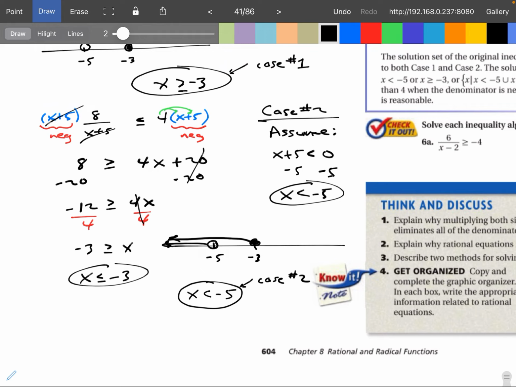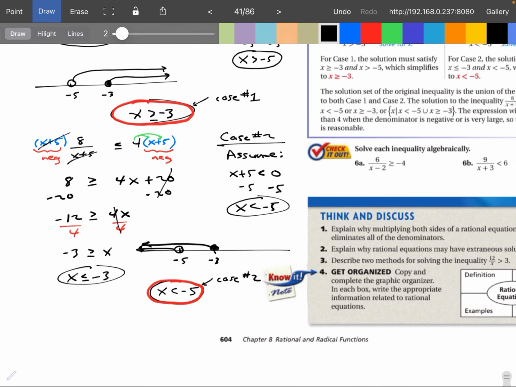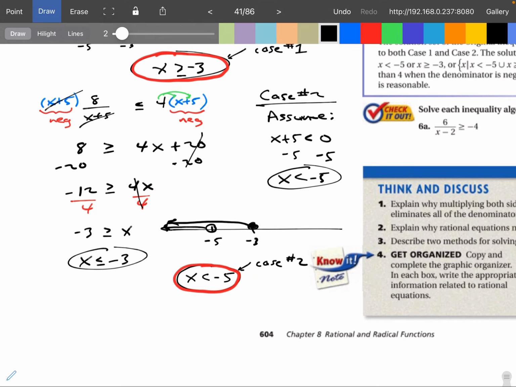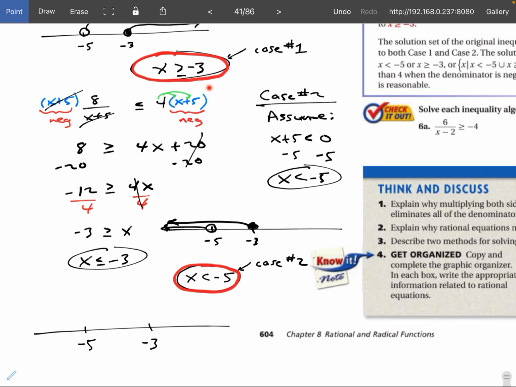So let's do that. We've got to draw one final number line here. And again, the number line I'm using is based on the final solution for case 1 right here in red, and case number 2 right here in red. All right, so let me draw a quick number line for this. We can wrap this up. Got to get some room here. Okay, so here we go. Here's my number line. I've got to put -5 and -3 on there again.